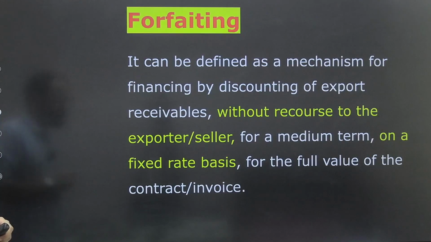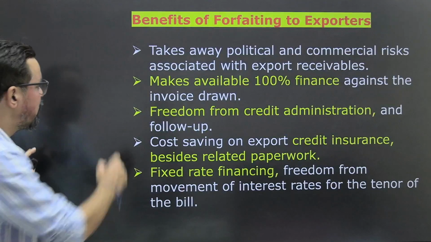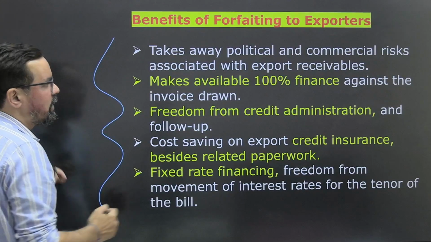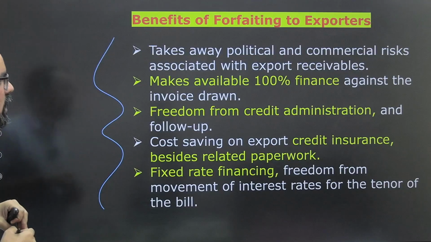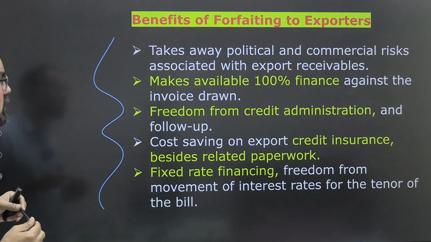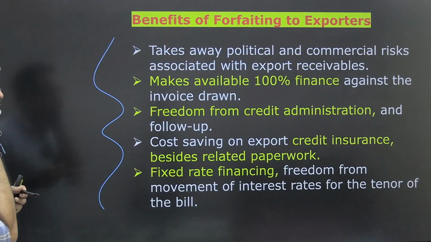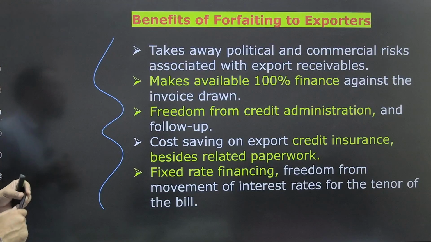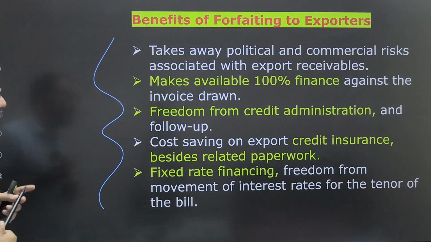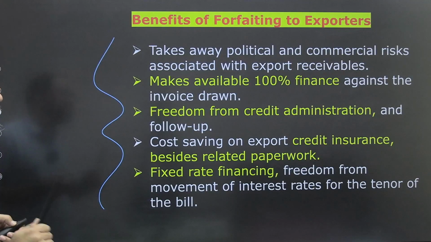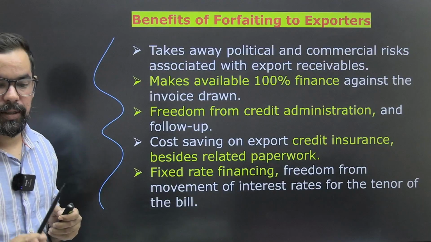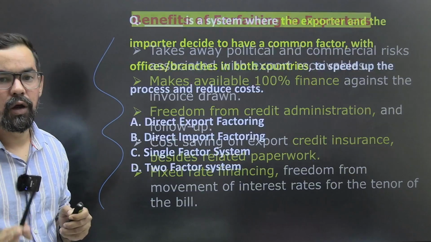Next one. So forfeiting, generally we have these kinds of benefits. They take away political and commercial risk associated with export receivables, make available 100% finance against the invoice drawn, freedom from credit administration, cost saving on export credit insurance besides related paperwork, fixed rate financing. So these are generally the features of forfeiting.